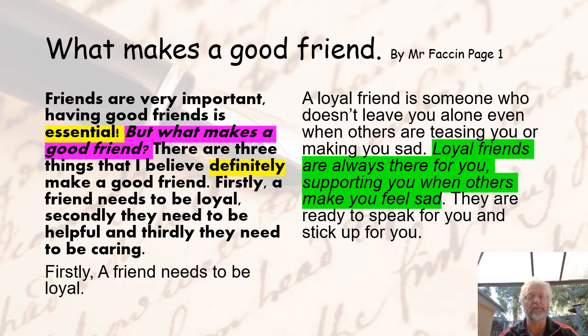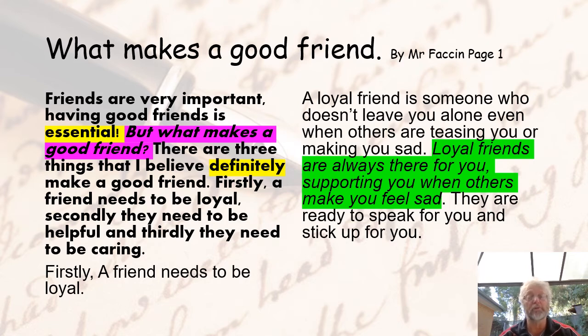Firstly, a friend needs to be loyal. Secondly, they need to be helpful. And thirdly, they need to be caring. Now you can see in this part of my writing that I have written it in bold, dark writing. That's my introduction. You can also see that I've highlighted in yellow some words, essential and definitely.